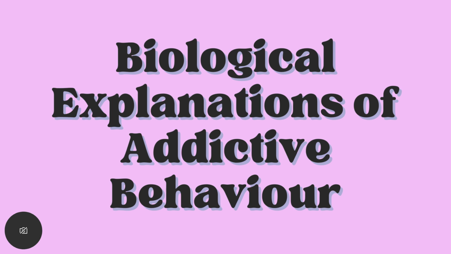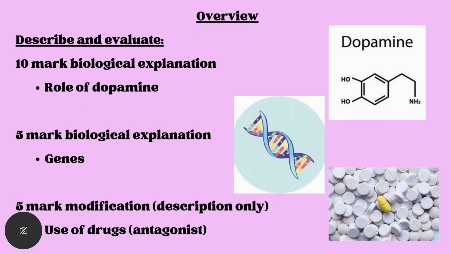This time I am going into the biological explanations of addictive behaviour. To give a bit of an overview, with an addictive behaviour question you could be asked to describe and evaluate two different explanations. So you have your 10-mark biological explanation of the role of dopamine, and then your 5-mark biological explanation could be genes.